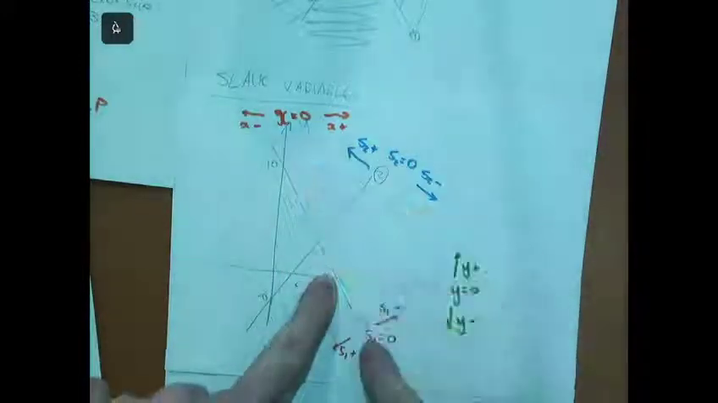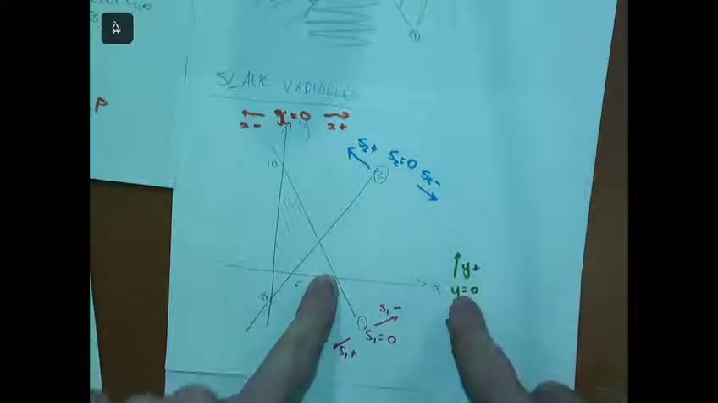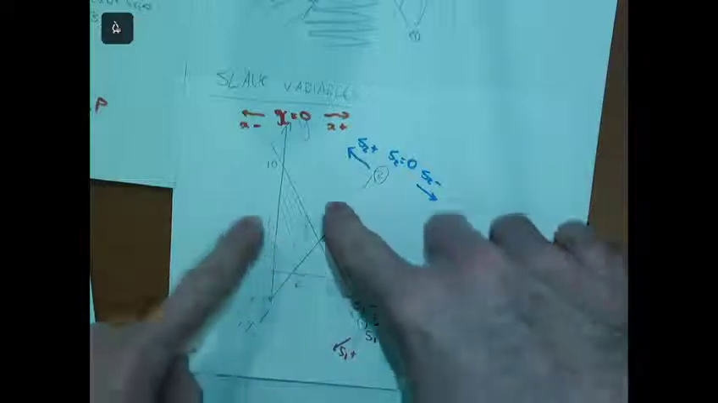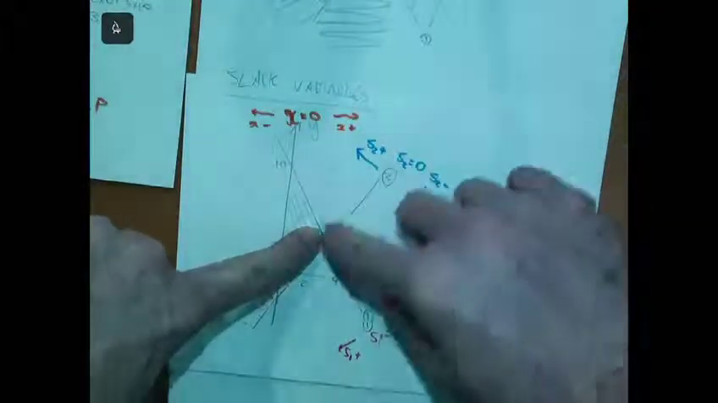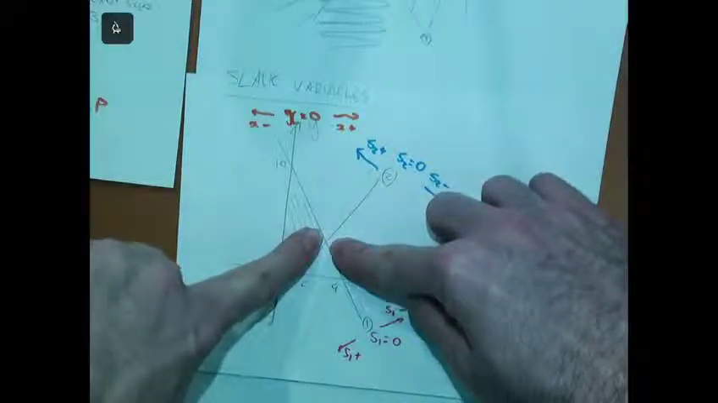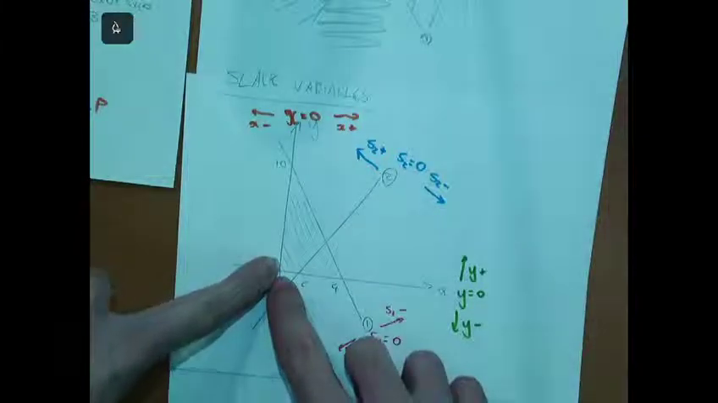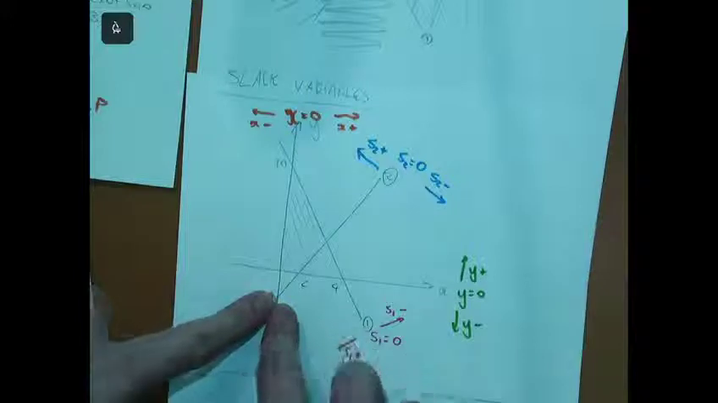But to be on this line, S1 has to be 0, and to be on this line, y has to be 0. So this gets 2 of my variables equal to 0. And to be on this line, S2 has to be 0, and to be on this line, S1 has to be 0. So that point is where 2 of my variables are 0. And this point, 2 of my variables are 0, and this point, and this point.